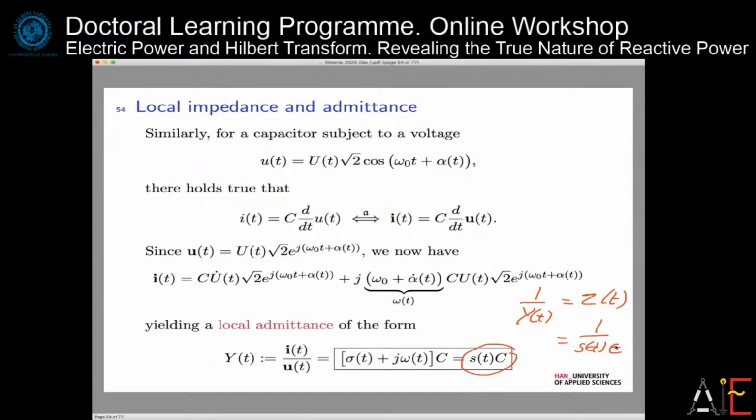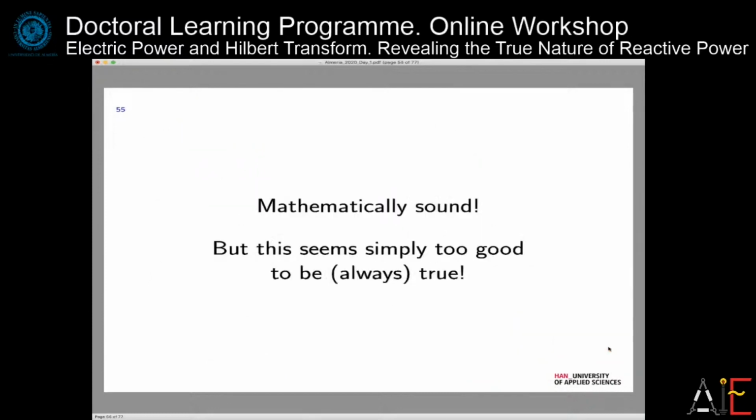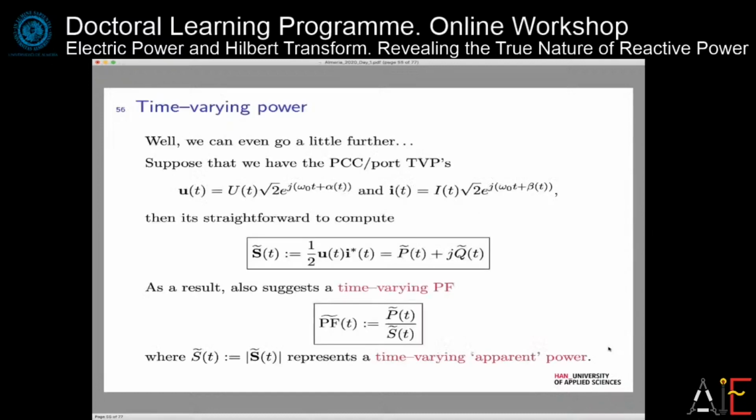This must be c. Okay, well, that's all mathematically sound. At least let me know if I made a mistake. But somehow this is simply too good to be true, or at least too good to always be true for any given signal. And even if it's true mathematically speaking, what can we do with it and how can we interpret it? And there are some issues. But let's first go even a little bit further.